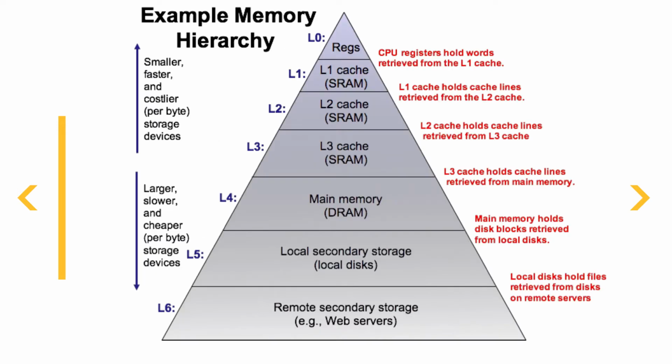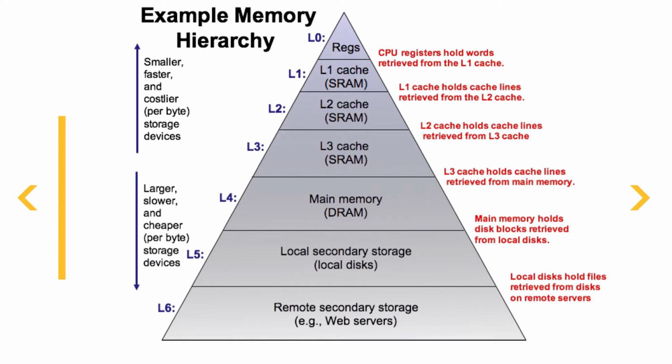So this pyramid shows us an example of a memory hierarchy. We've got it divided into levels, and notice that the smaller, faster, and more expensive stuff is up at the top, level 0, and the larger, slower, and less expensive stuff is down at level 6. Now, the sizes of these different levels as we go down this pyramid reflect how much data we're going to store at each level.